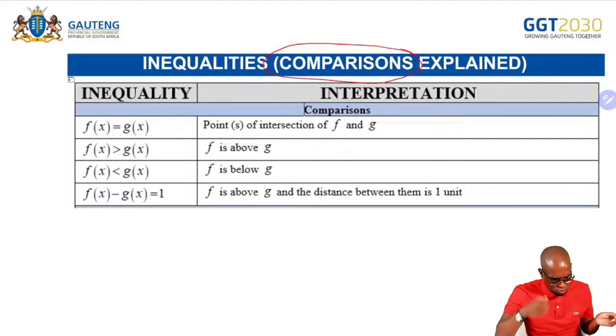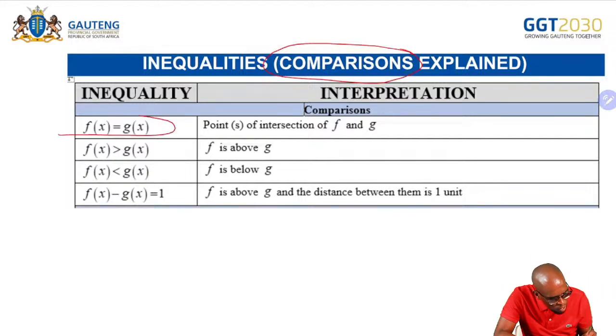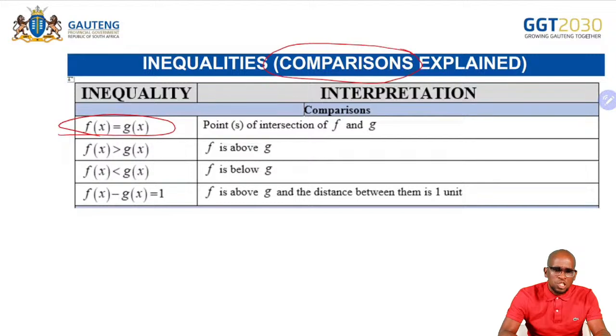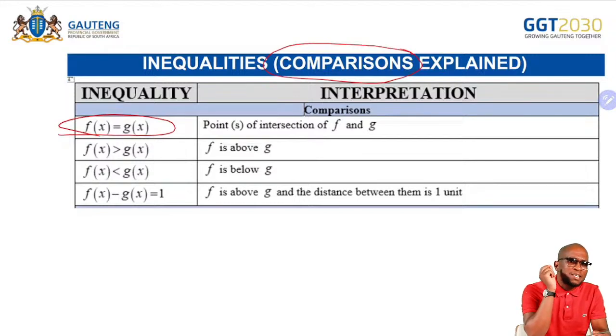That's what you want to do. So we are saying when they say f of x is equal to g of x, that is where they are at the same position. That is where they are equal. The y values are equal. That is where they intersect.